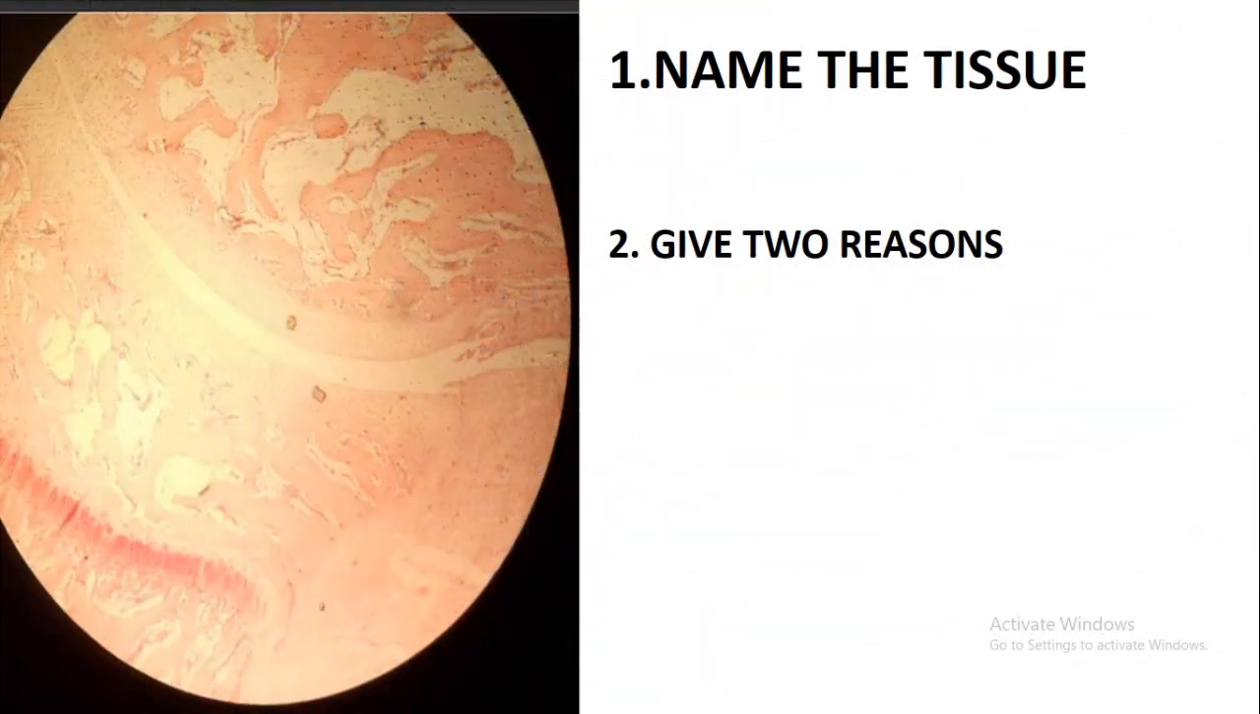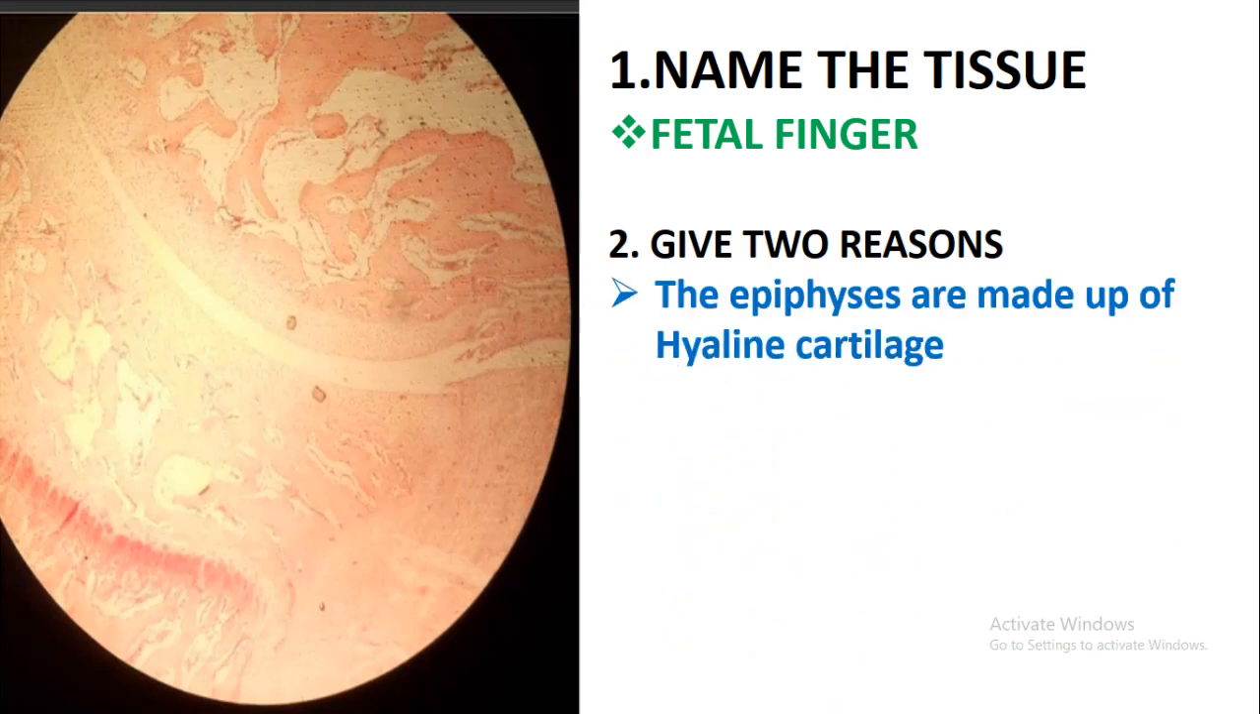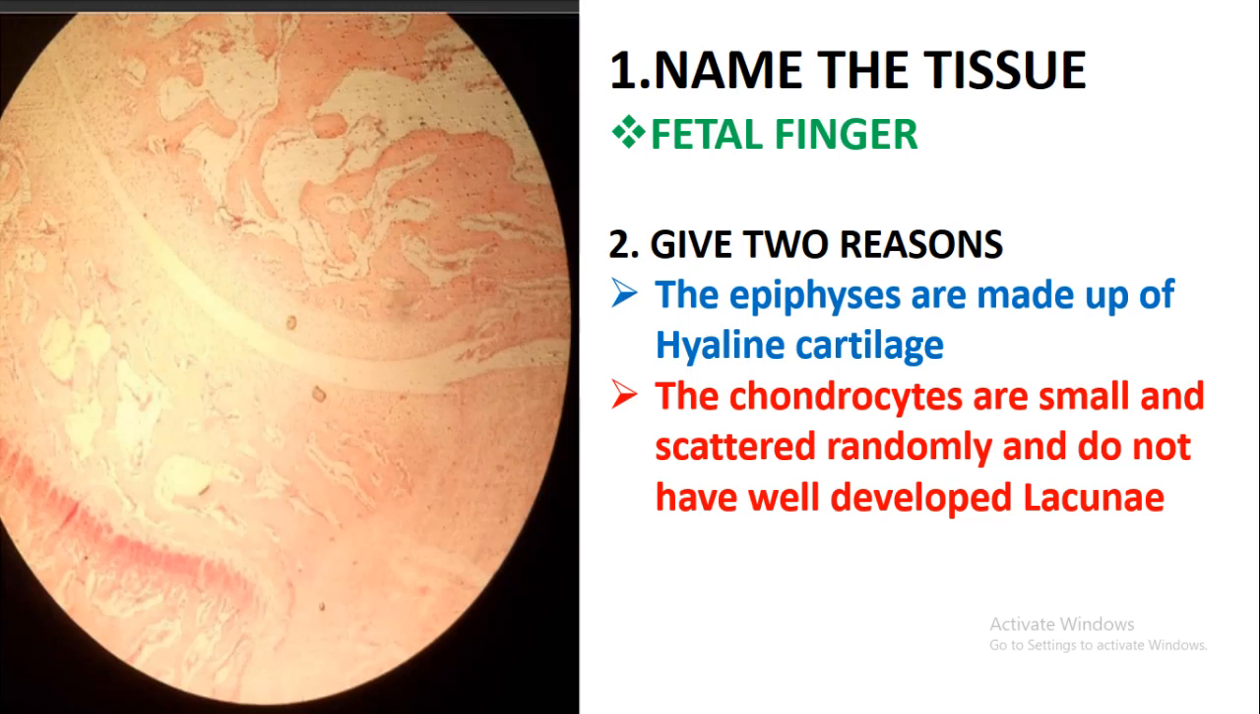Let's quickly move on and look at the next slide. The next slide is: name the tissue. If you look at this tissue, this is simply the fetal finger. Give 2 reasons for your answer. The first reason you can say is that the epiphyseal plates are made up of hyaline cartilage. Second, the chondrocytes are small and scattered randomly and do not have well-developed lacunae.